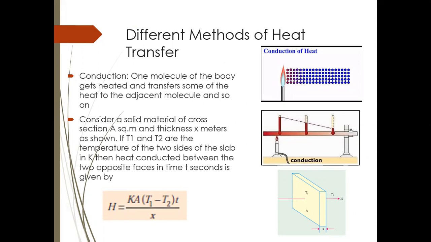If we consider a solid material of cross-sectional area A square meter and thickness x meters, as shown in this figure, and if T1 and T2 are the temperatures of the two sides of the slab in degrees Kelvin, then the heat conducted between the two opposite faces in t seconds is given by this formula: heat transfer equals K A (T1 minus T2) t per x, where K is the thermal conductivity of the material of which this slab is made.